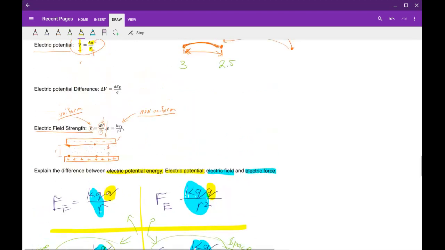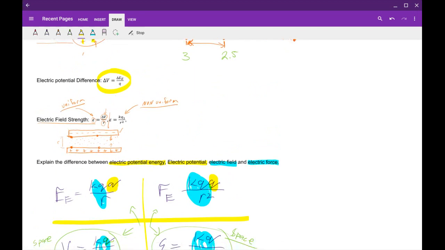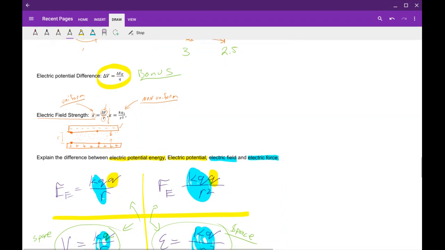And then don't forget, you also have this formula up here, which allows you to keep track of the energy change. It's like a bonus formula. This one's a bonus formula that allows you to keep track of the energy differences between moving from one location to another. All right.